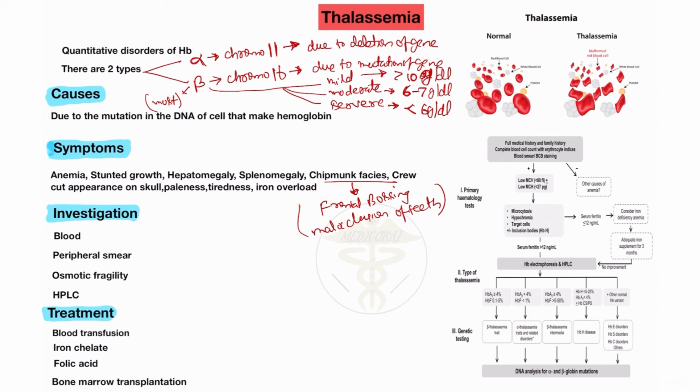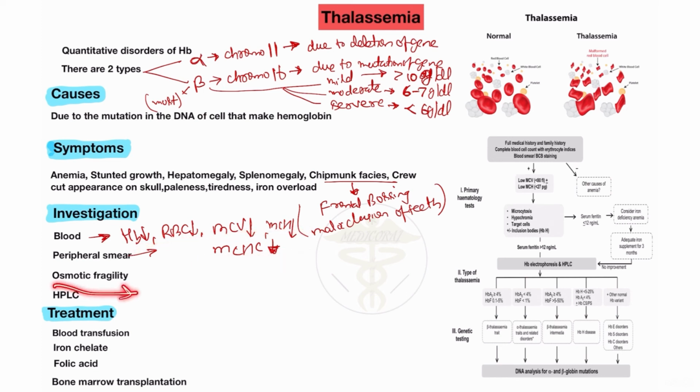What are the investigations in the patient of thalassemia? For investigation we will take the blood and peripheral smear of the patient. You will see in the blood and peripheral smear that the hemoglobin level decreases, the RBC level also decreases, and the MCV and MCH levels also decrease. Also MCHC decreases in the patient of thalassemia. So you will see this type of appearance in the patient of thalassemia.